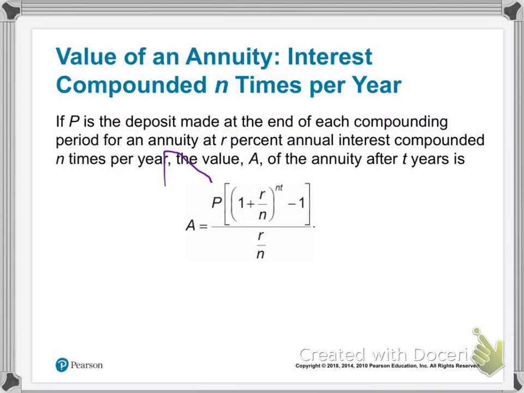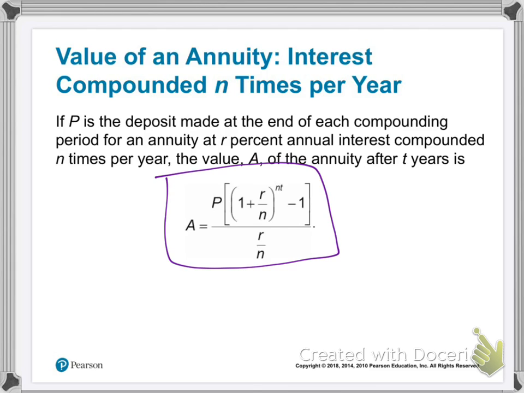Okay, let's go on. The value of an annuity with interest compounded n times a year. So if P is the deposit made at the end of each compounding period for an annuity at R% annual interest compounded n times per year, then the value A of the annuity after T years is given by this formula. Please take a moment, make sure you have it on your page. My page froze. Okay, there we go.